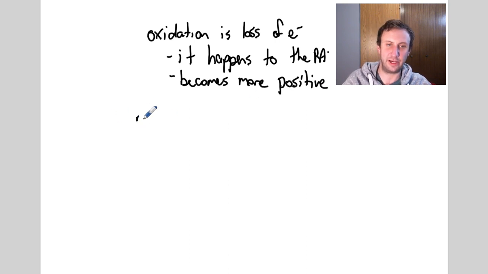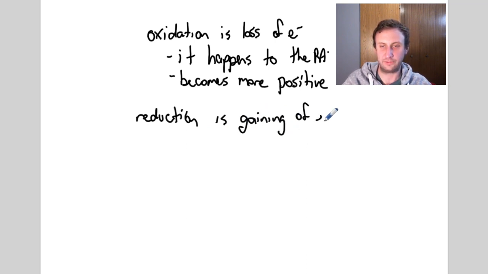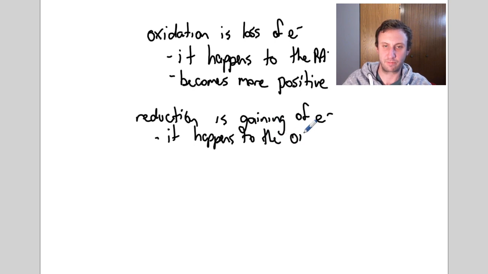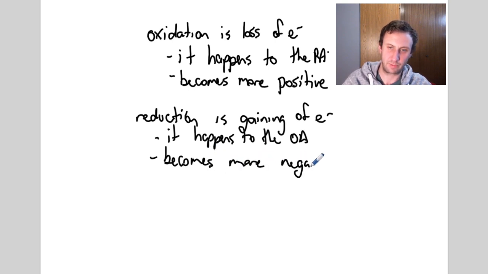Now, if I take a look at reduction, reduction is the gaining. Right, so it's electrons being gained. It happens to the OA. And it becomes more negative. So negative, reduction, this is my NER. And then oxidation, positive, this is my, oh, that should be a P. My PO or whatever you want to say.